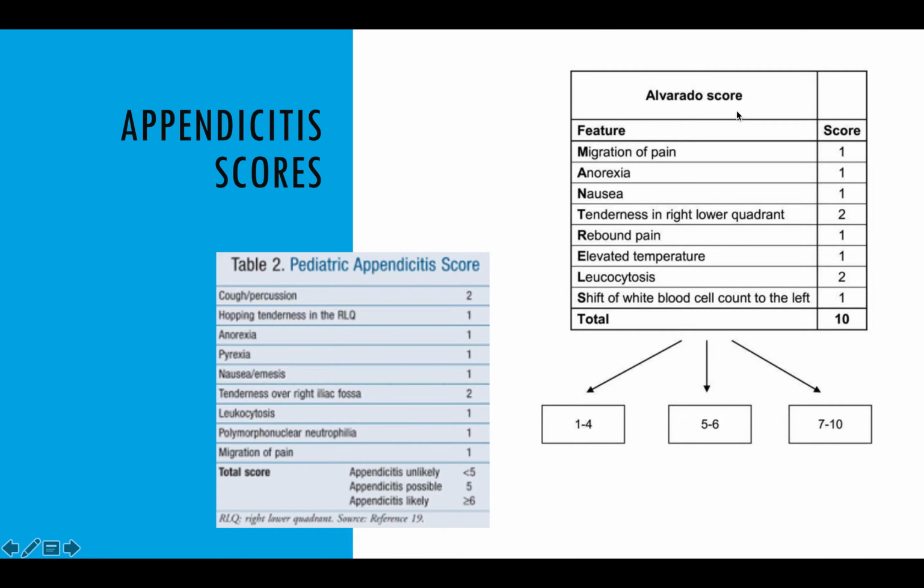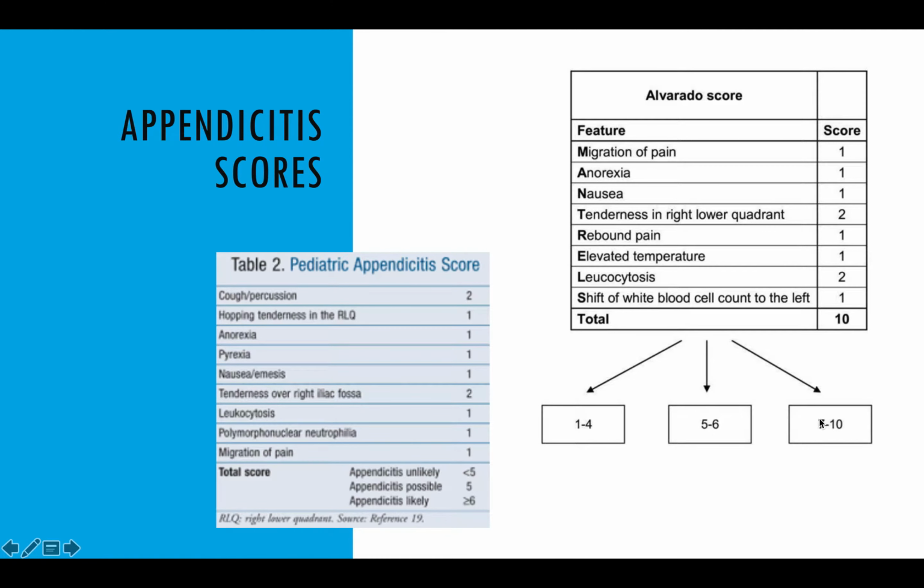Now, the Alvarado is used for adults. So, again, similar things. Migration of pain, anorexia, nausea, tenderness in the right lower quadrant gets you 2. Rebound pain, high temperature, high white cell count, and shift of white cells to the left. That basically just means they have a high neutrophil count, which is often associated with bacterial infection. So, score out of 10. Generally what they say is 1 to 4 is, again, appendicitis unlikely, 5 to 6 is appendicitis possible, and 7 to 10 is appendicitis likely.